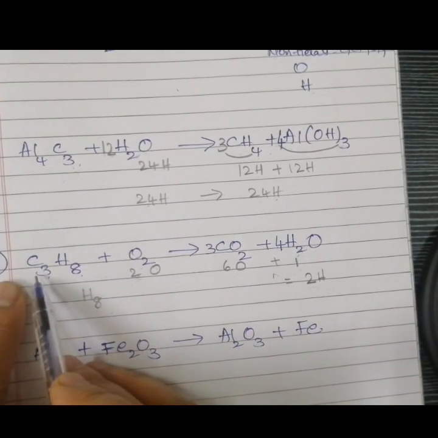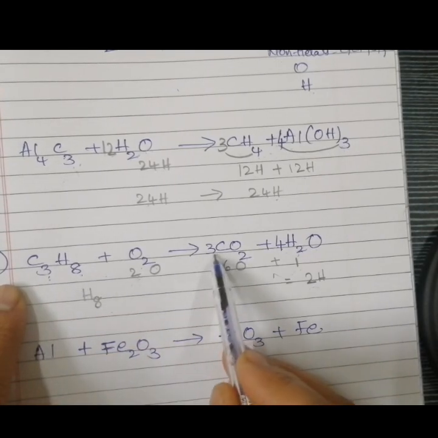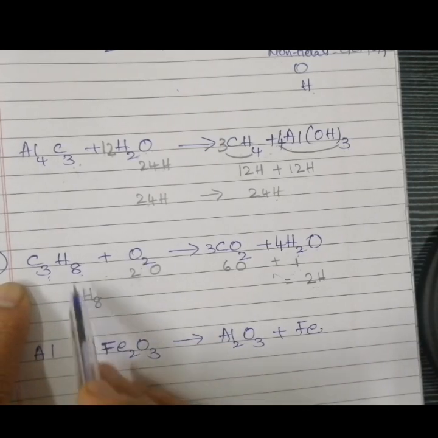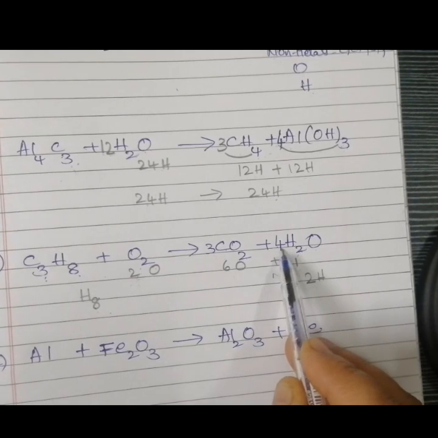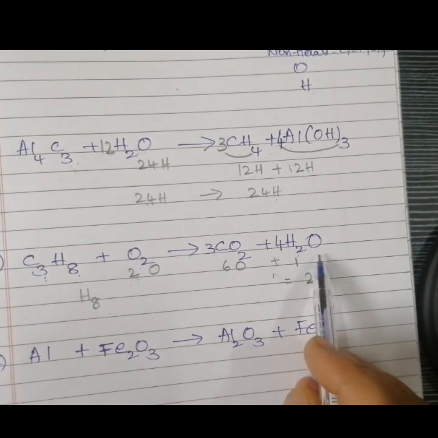We'll check the equation again. C 3, 3 C. Oxygen is not yet balanced. We have balanced hydrogen: H8, H8. Both are balanced. Only one element is left here, that is the oxygen.